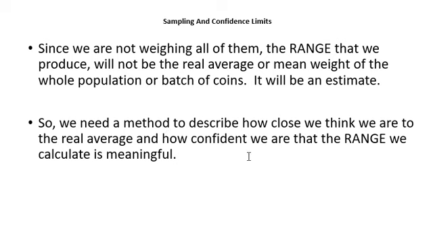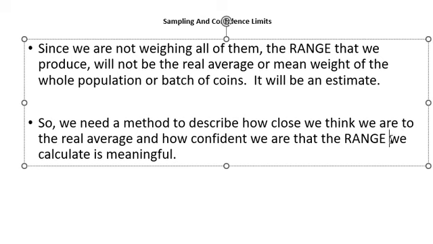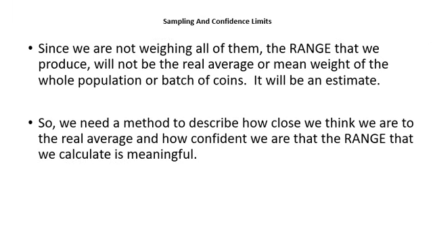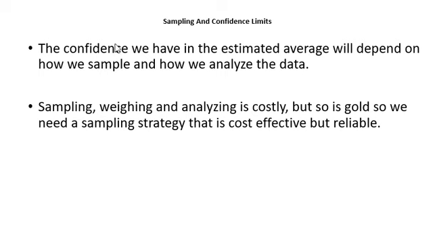So we need a method to describe how close we think we are to the real average and how confident we are that the range we calculate is meaningful. So now you know the confidence. We have an estimated average. It's going to depend on how we sample and how we analyze the data. Sampling method is very important because the sample you choose has to represent the entire population. So bad sampling is going to cause a really bad estimate.